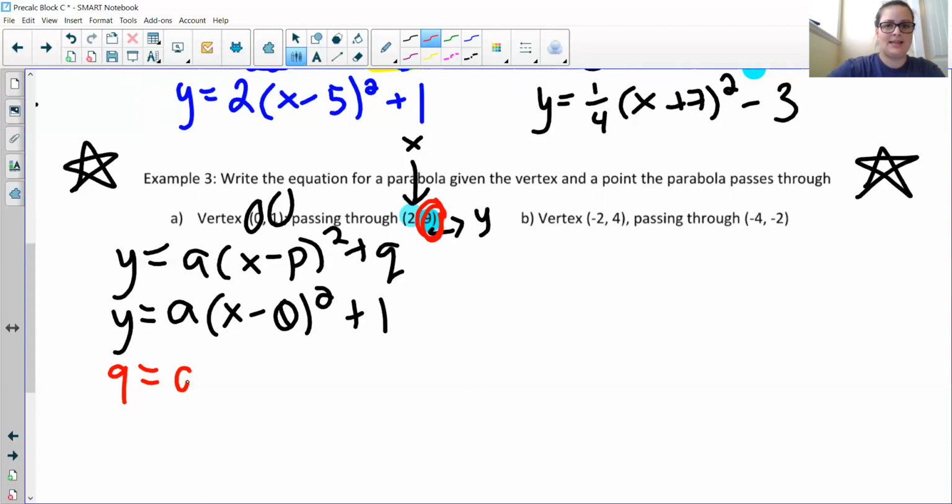We don't know what a is. That is the whole reason we're doing this. We want to solve for it. The x value we're going to give is a 2. 2 minus 0, I can do that math right now. 2 minus 0 is 2, squared, plus 1. So now I'm going to use algebra and solve for a. I'm going to subtract 1 from both sides. I don't know why my color coding is having some issues here.